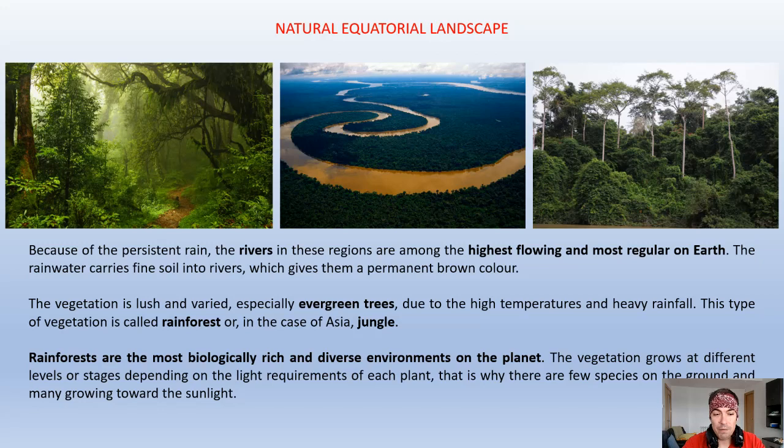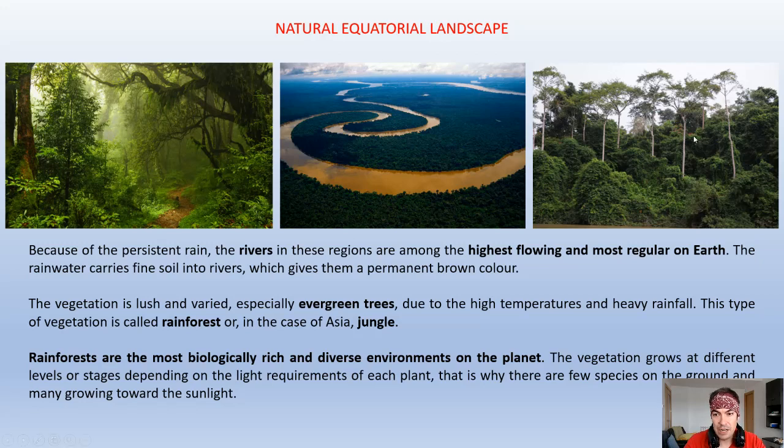And this type of vegetation is called rainforest. This is rainforest. Or in the case of Asia, it is called jungle. So rainforest is this. In Spanish, we call it selva. And jungle, la jungla, is this one, which is very similar to this one, but in America and Africa, it is called rainforest.